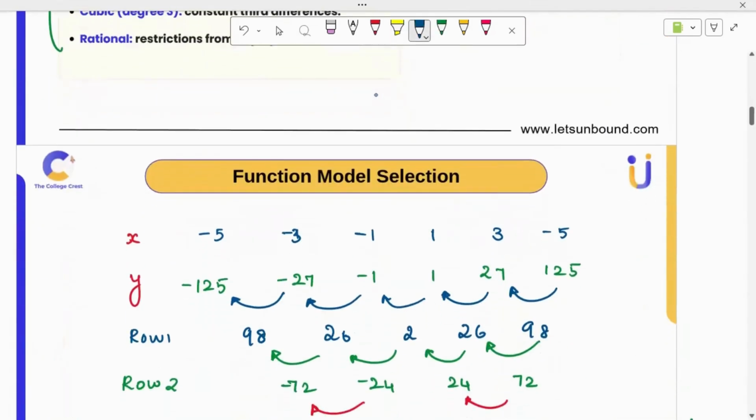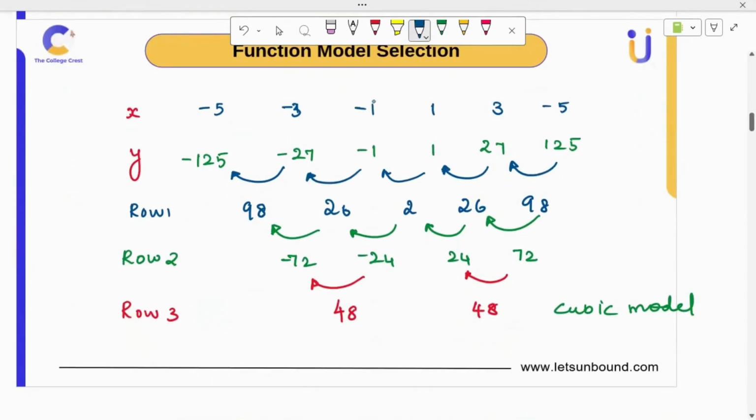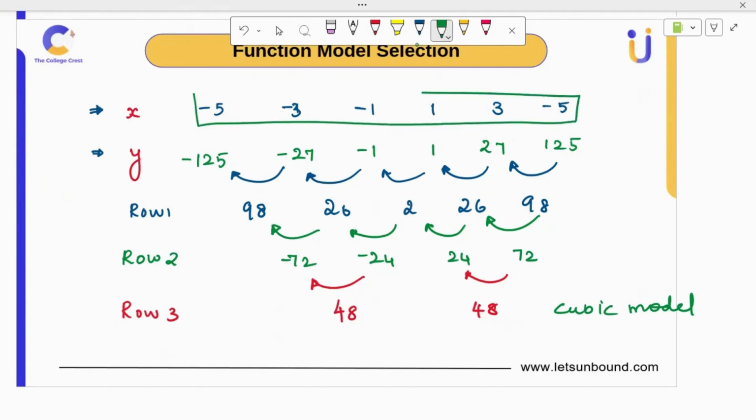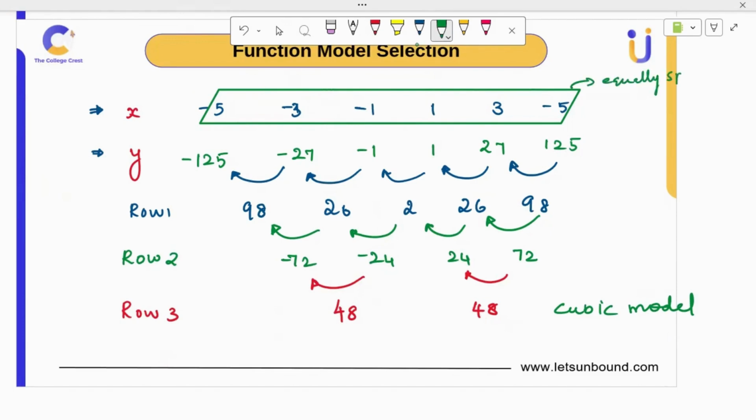Now, here I tell you about differences, right? This is your independent variable and this is your dependent variable, in a table of values given. First, you have to check whether your independent variable values are equally spaced. Okay, so that is important. -5 to -3, 2 gaps. -2 gaps, 2 gaps, 2 gaps. So equally spaced, then it will work.